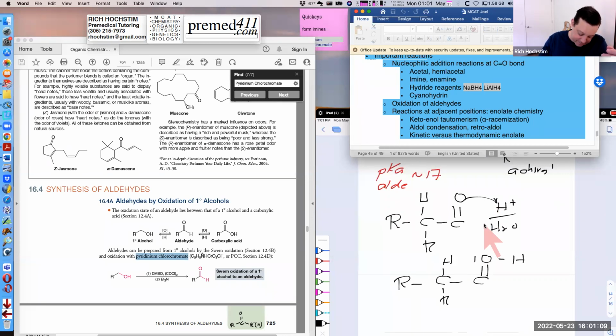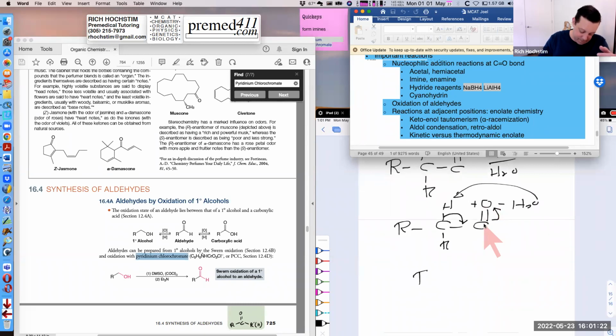And a positive charge like this. Then the water is going to grab this hydrogen here, these electrons are going to drop down, and these will pop up. Okay, so what we get is this.